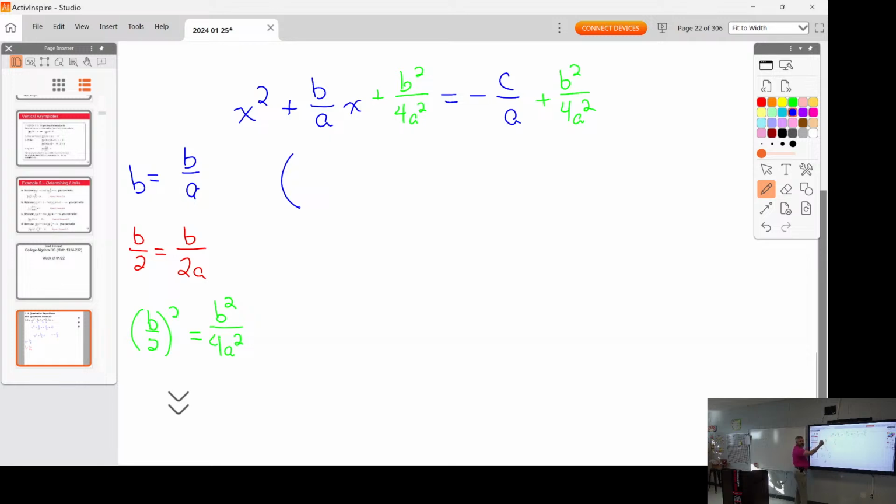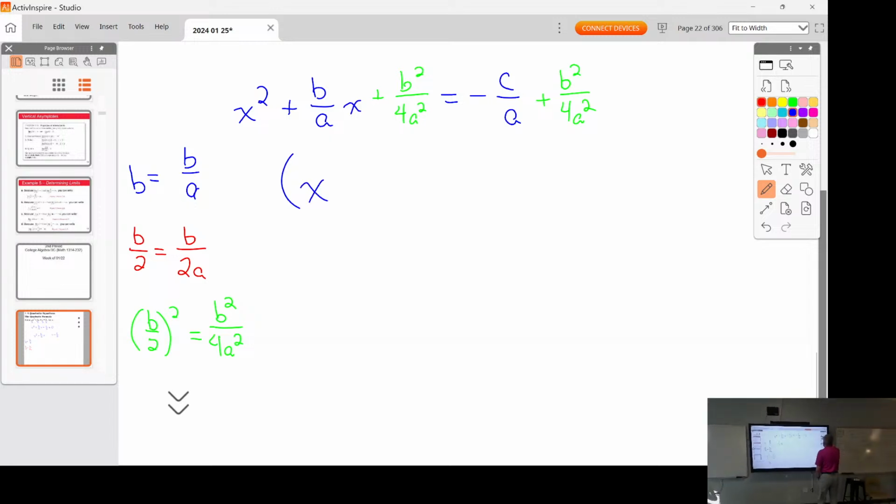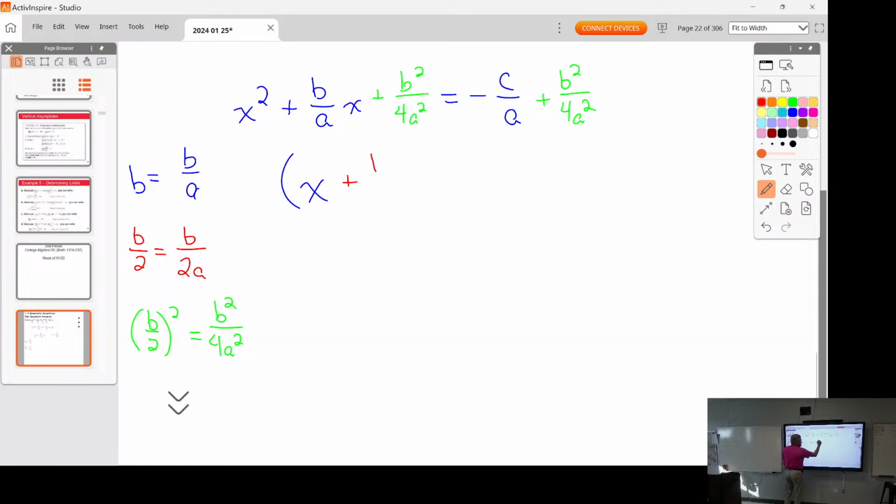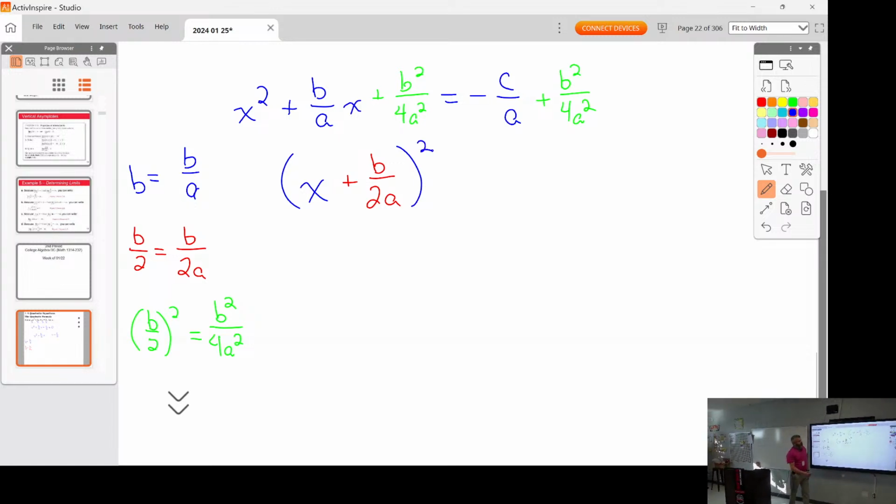So the square root of x squared is x. And what's going to go with that x? Whatever half of b is. In this case, half of b is positive, right? So I'm going to put plus b over 2a squared equals. Okay, we actually have to add the side.